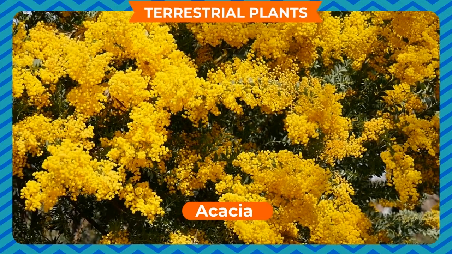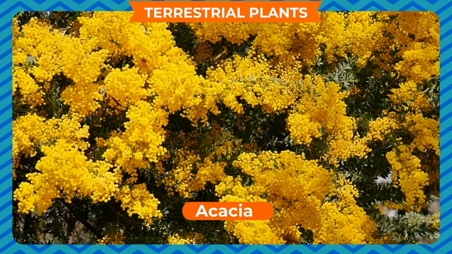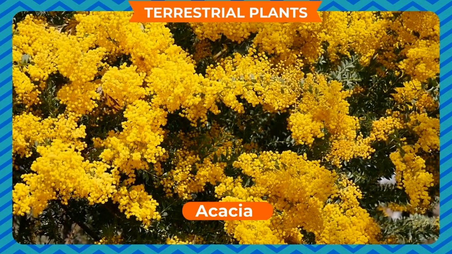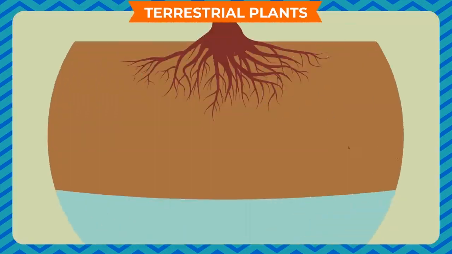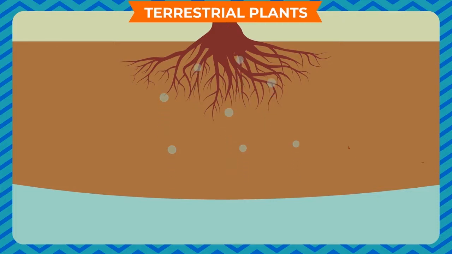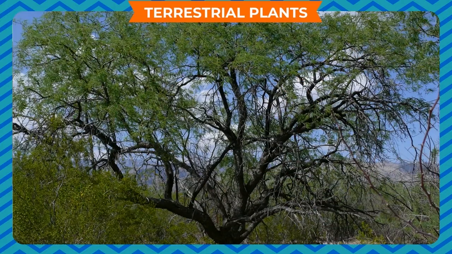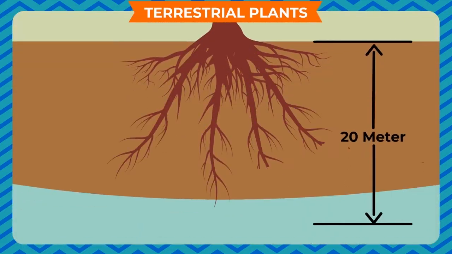Acacia plant has small leaves that have less exposed surface area and reduce water loss from their leaves. The roots of desert plants are able to absorb water even if very small quantities of water are available there. The roots of some plants, such as mesquite bush, can go 20 meters down to search for water.